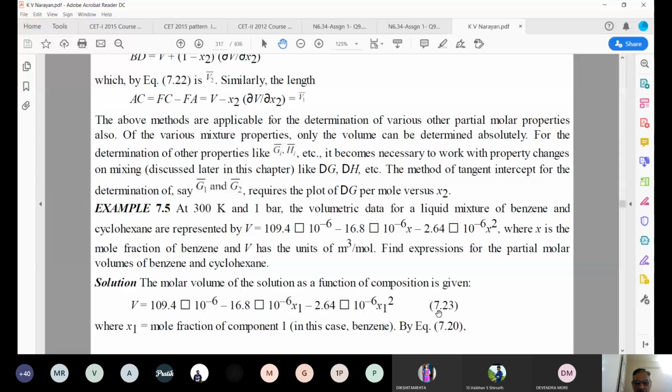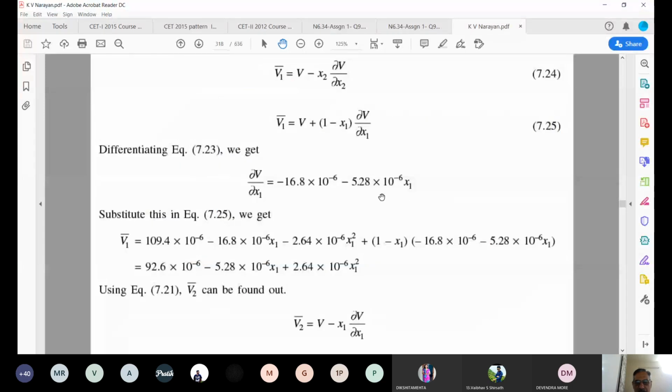ये करना है ना हमारे इक्वेशन 7.23 का डेरिवेटिव लेना है विद रिस्पेक्ट टू x1. तो dv by dx1 क्या हो जाएगा? ये कांस्टेंट है, 0 हो जाएगा. डेरिवेटिव विद रिस्पेक्ट टू x1 इज 0, इसका 1 हो जाएगा, x1 का, इसका 2x1 हो जाएगा. वही डाला ना इसने यहाँ पर.